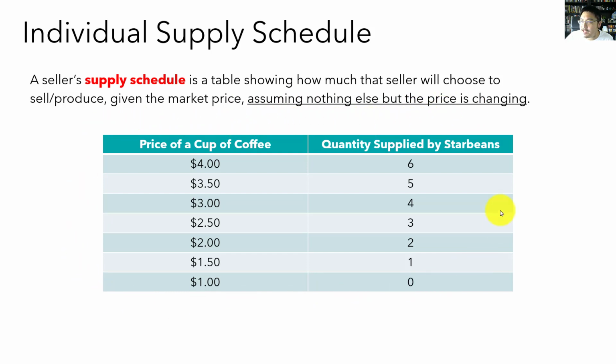So here's the supply schedule for a hypothetical seller in the market for coffee, Star Beans. If the price of a cup of coffee is $4, Star Beans is going to want to produce and sell 6 cups of coffee. If the price is $3.50, Star Beans is going to want to produce and sell 5. If the price is $3, Star Beans is going to want to sell 4. If the price is $2.50, Star Beans is going to want to sell 3, okay, and so on. So this is a supply schedule for Star Beans.